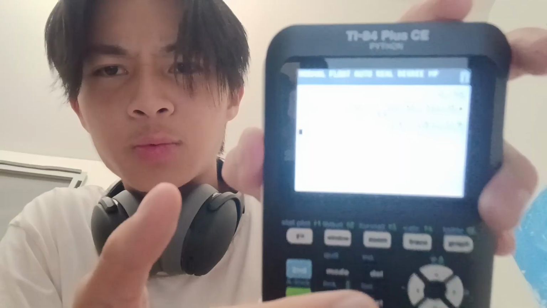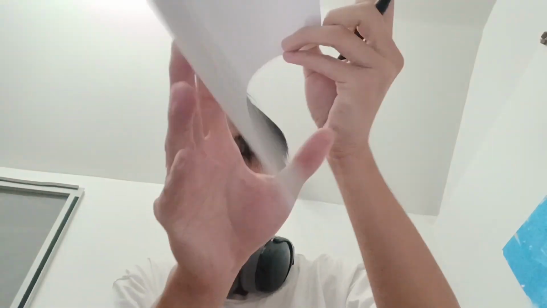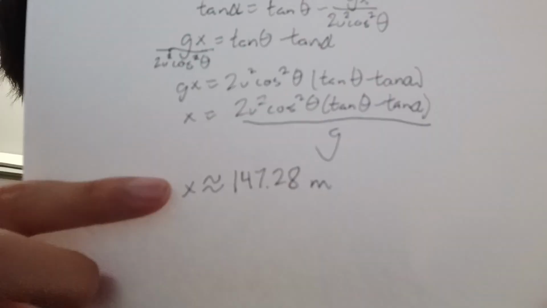So that's part A. And then part B was asking for the range. Just calculate the range when alpha is 30, theta is 60, v is 50. So I just put it in my calculator. I don't know if you can see that, but just use those values, put it into a calculator, and the range is around 147.28 meters right here.